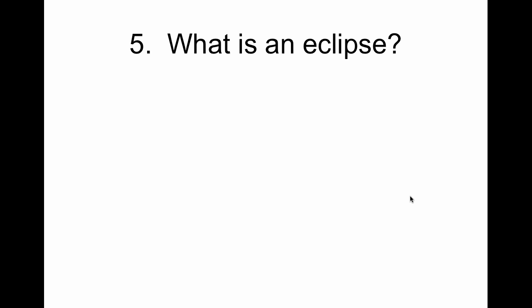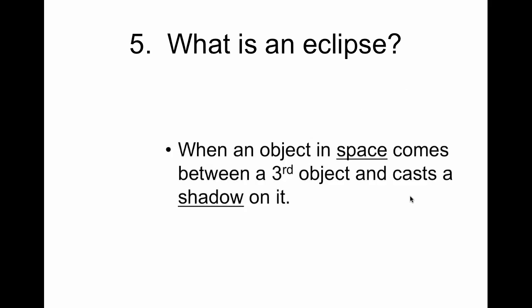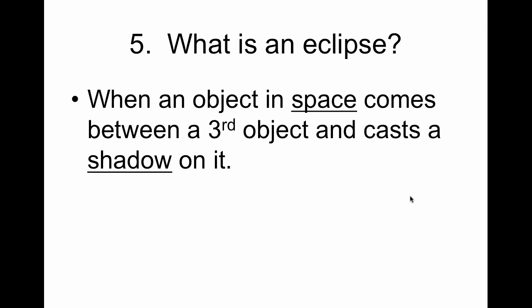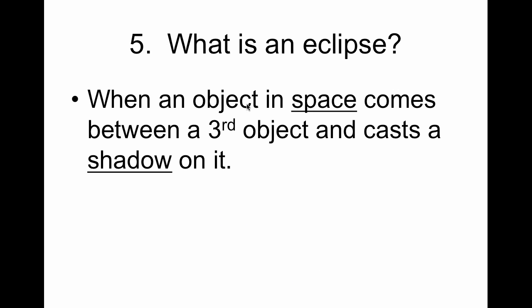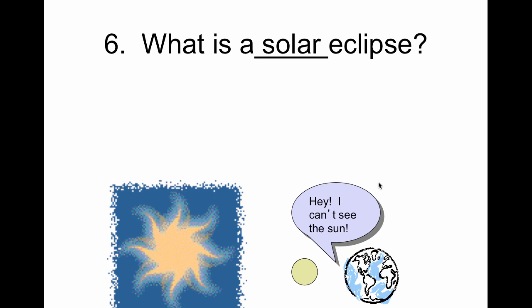An eclipse: if I eclipse something, I walk in front of it. So I might eclipse the smart board by walking in front of it so nobody can see. In space, we say an eclipse is when an object in space comes between a third object and casts a shadow on it. A solar eclipse is when the moon eclipses the sun.